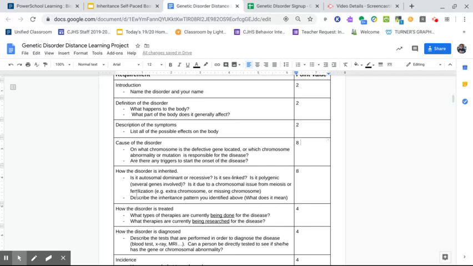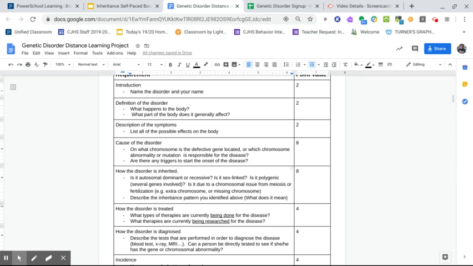And then you're going to talk to me about the inheritance pattern. Is it autosomal dominant or recessive? That means, is it found on chromosomes 1 through 22 and does it follow a dominant or recessive pattern? Is it sex-linked on your sex chromosome? Are there several genes involved? And we call that polygenic. Polygenic just means it's many genes.